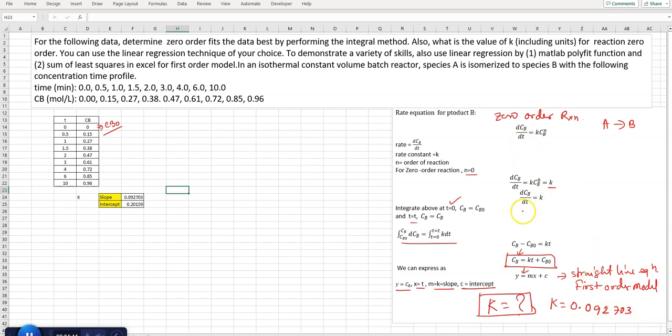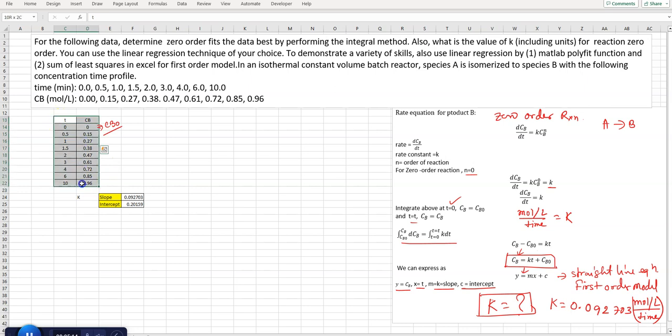Now what will be the unit? CB unit is mole per liter, and time, so the unit of K will be mole per liter per time. So K value is 0.092703 mole per liter per time.